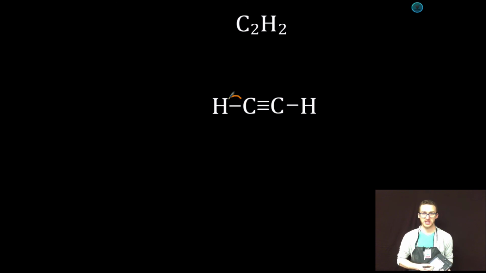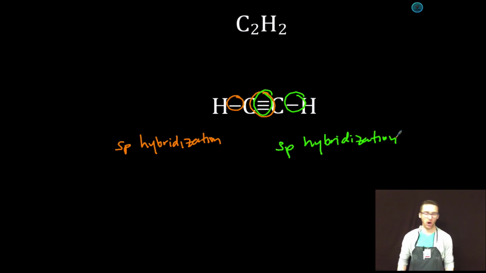How about C2H2? This carbon has 1, 2 regions of electron density. So the hybridization about this carbon on the left, sp hybridization. Carbon on the right, 1, 2 regions of electron density. Also sp hybridization. Boom. All right, that does it for this vid.